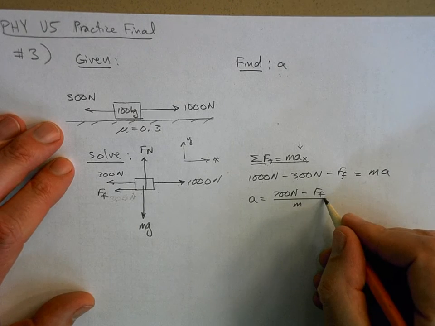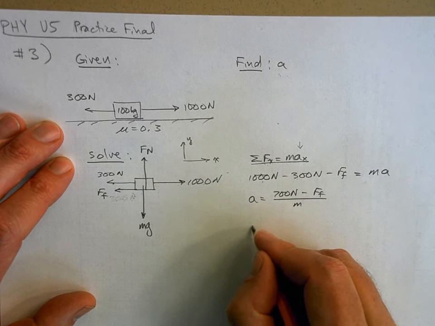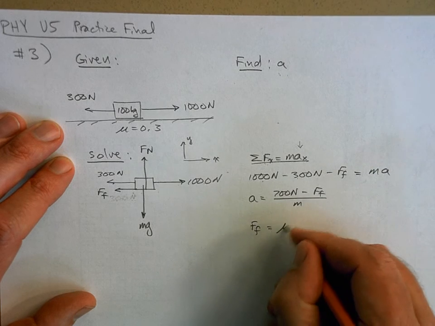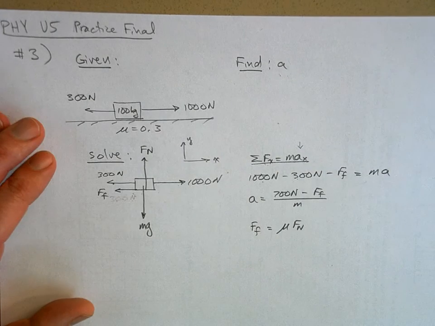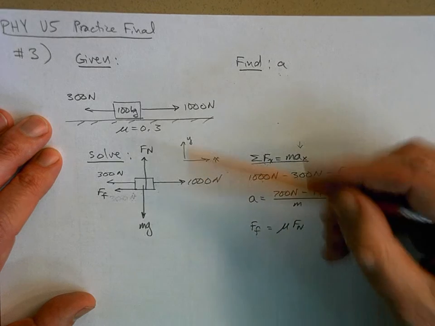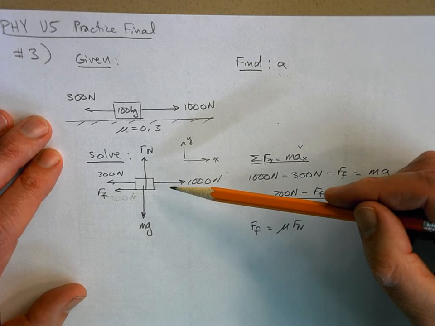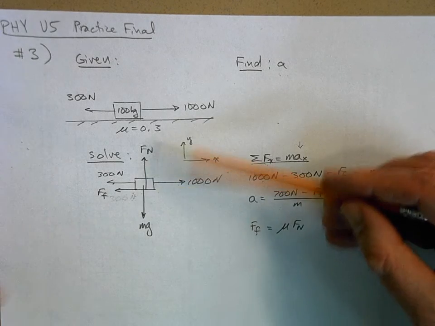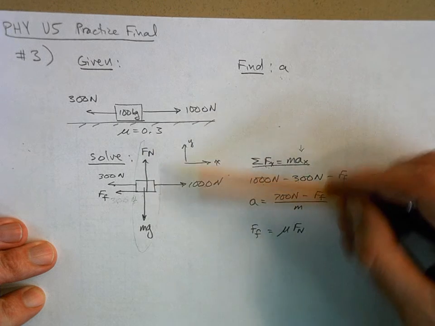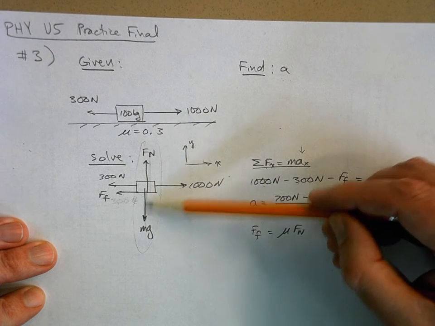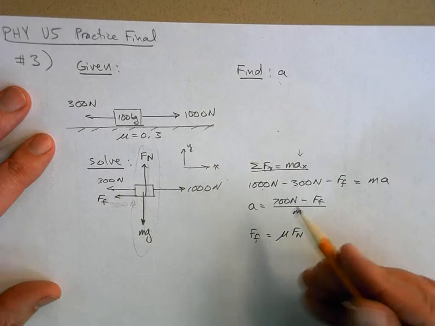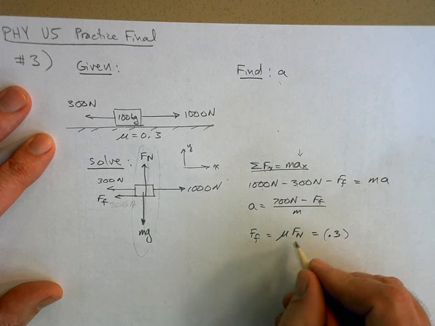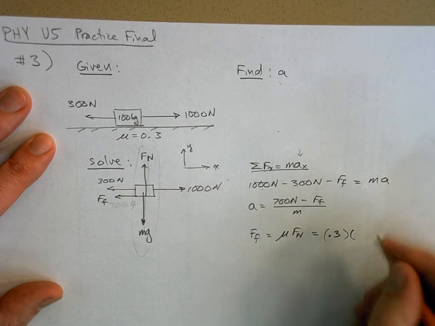But we need to find that force of friction. The force of friction is equal to mu times the normal force. Now, I can sum the forces in the y direction equals ma in the y direction. And there's no acceleration in the y direction. And you can just look. Hey, the normal force is just supporting all the weight. There's nothing else. So I'm just going to skip that step and just say this is 0.3 and that the normal force is just equal to mg.